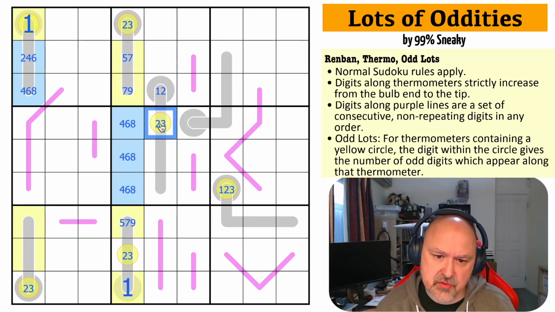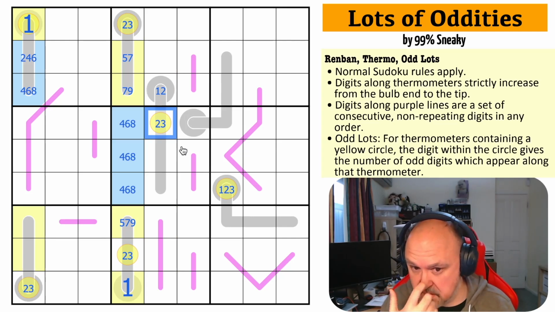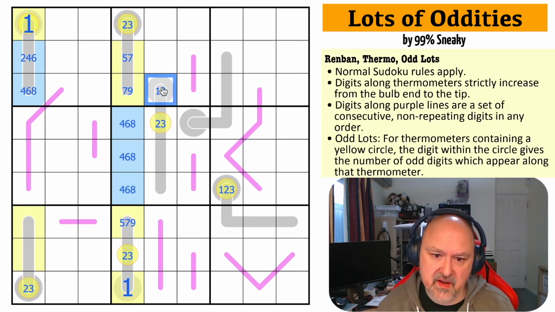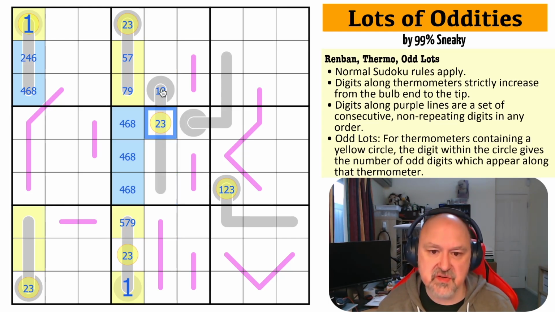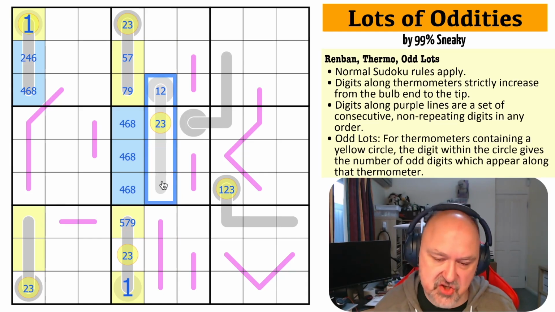If this is a 2, this is a 1. If this is a 2, this is a... Hang on, that has to be a 3, doesn't it? If this is a 2, this is a 1, and that gives me one of the odd digits, which means that only one more of these could be odd. So if this is a 2, this is a 1. I'd have to put 2, 1. Okay, let me try. 2, 1 means that there's 2 odd digits on this thermo.